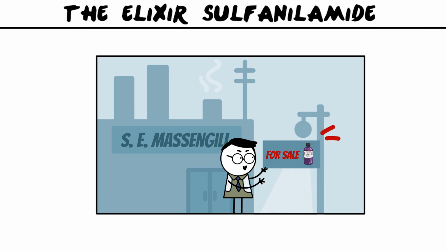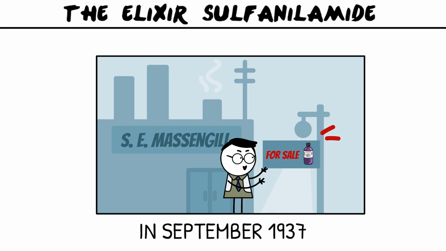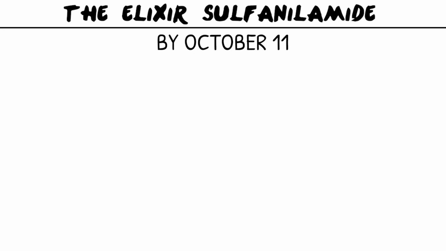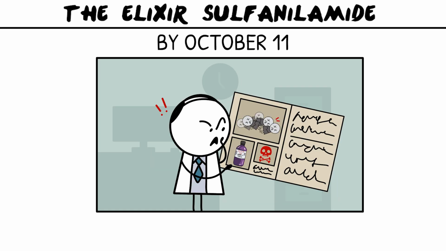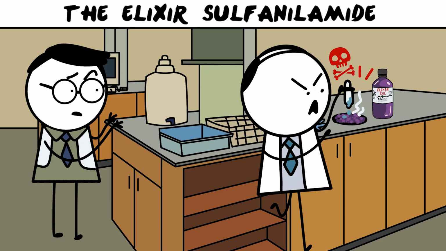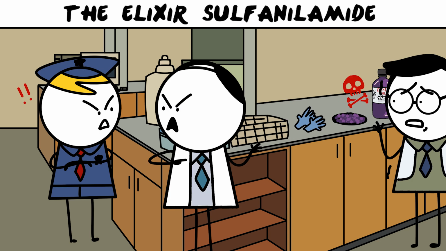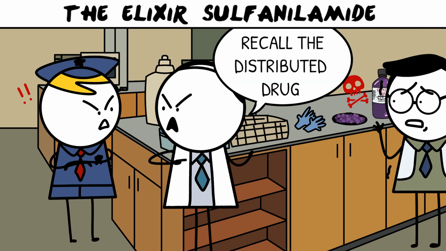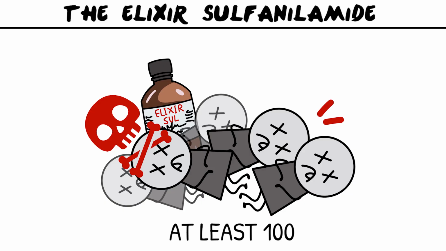The sale and distribution of the drug began in September 1937. By October 11th, the American Medical Association had reported several deaths caused by the drug. After that, the U.S. Food and Drug Administration took action. Investigations in a research project showed that DEG was the main cause of the fatal side effects, and an extensive effort was made to recall the distributed drug. In the end, at least 100 deaths were attributed to this medication.